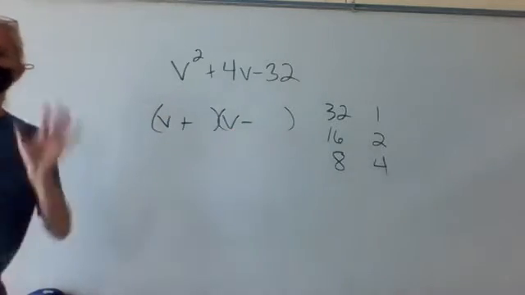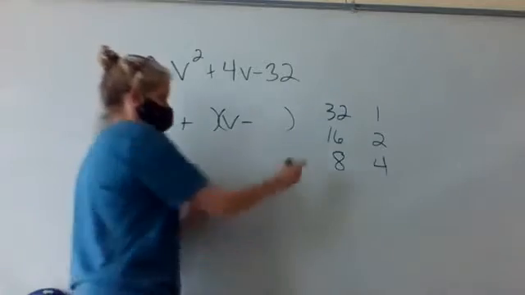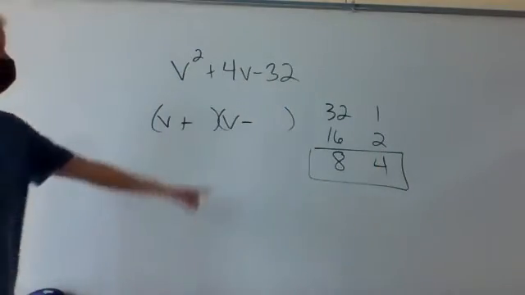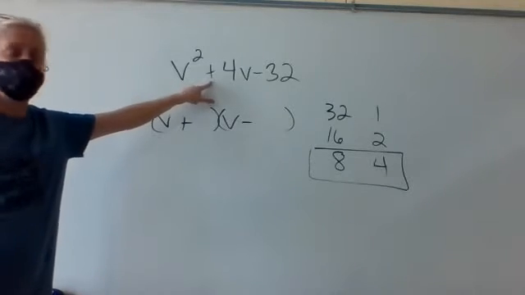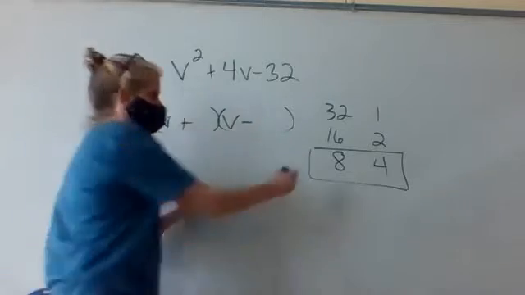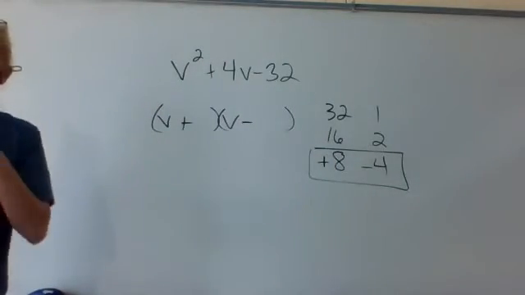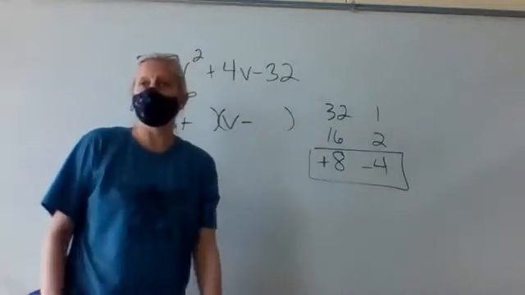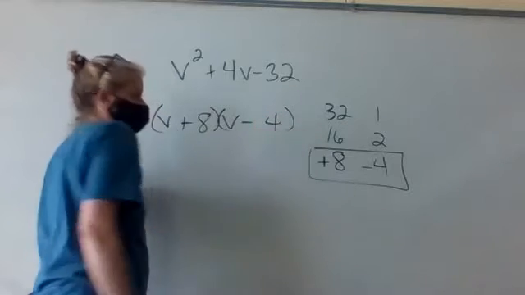Which pair are you going to use? Don't worry about your signs yet. We'll do that in a minute. I'm going to use this pair. What kind of 4 do I need to end up with? Positive 4, which means who needs to be positive? Right. Because if you make the 8 negative and the 4 positive, you're going to end up at negative 4 instead of positive 4. So make sure you put your 8 with the positive and your 4 with the negative.